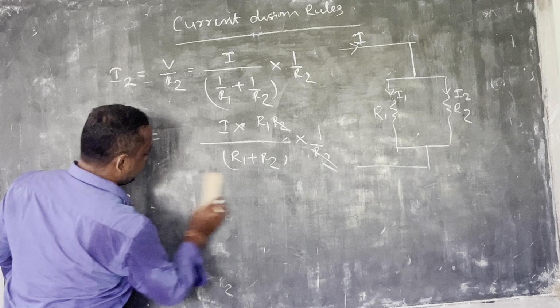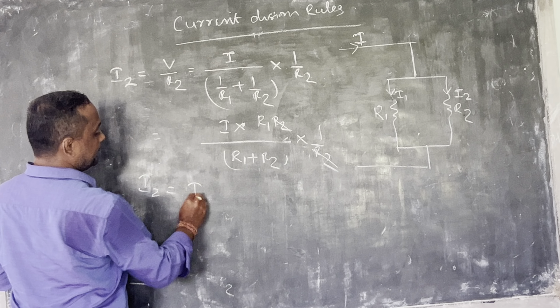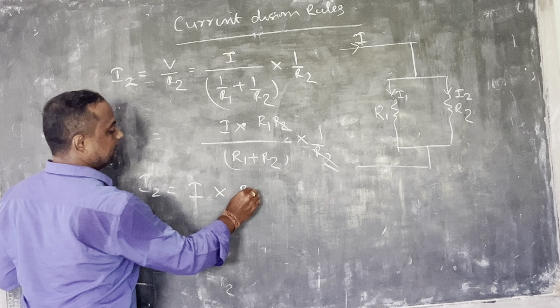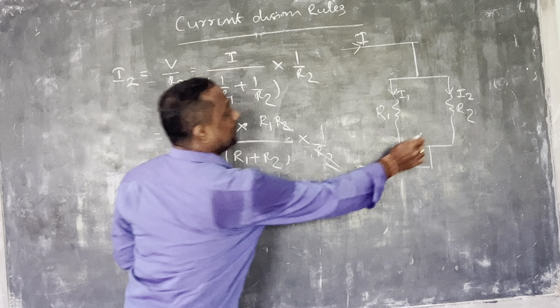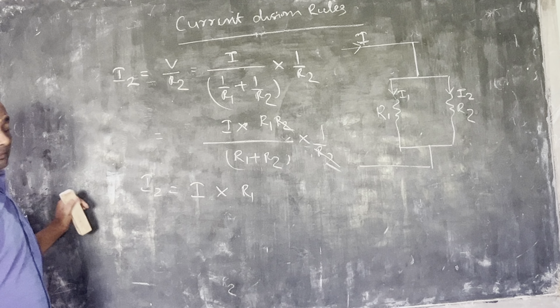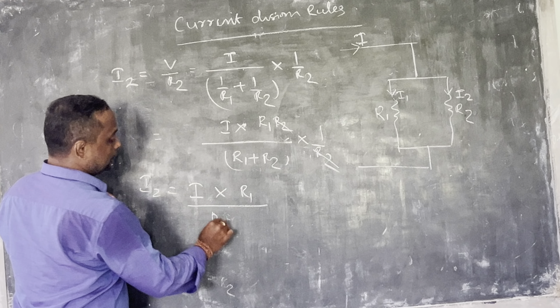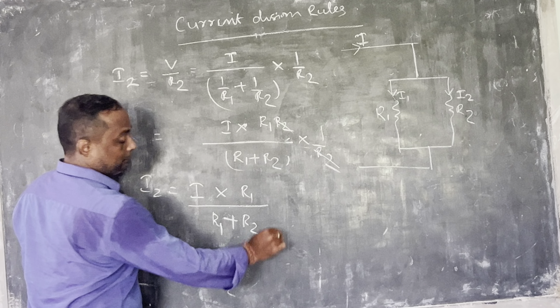Finally, we find the formula: I2 equals the total current I into the opposite resistance R1, divided by the sum of the resistances, R1 plus R2.